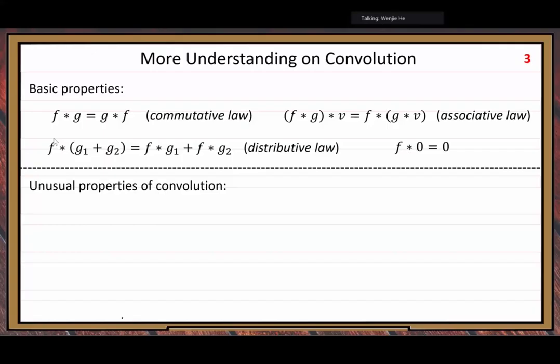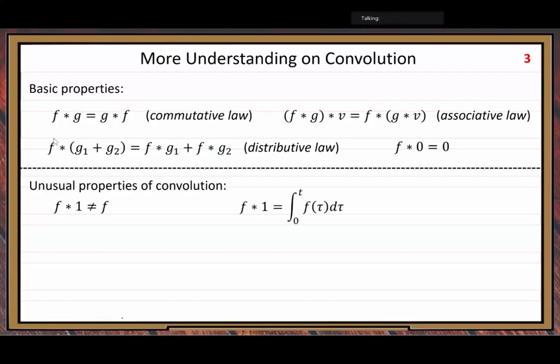But there are some unusual properties of convolution. The above are the usual properties, but there are some unusual ones. f convolution with 1 is not equal to f in general. Unlike a product, if we multiply a function by 1, it is still the same function.